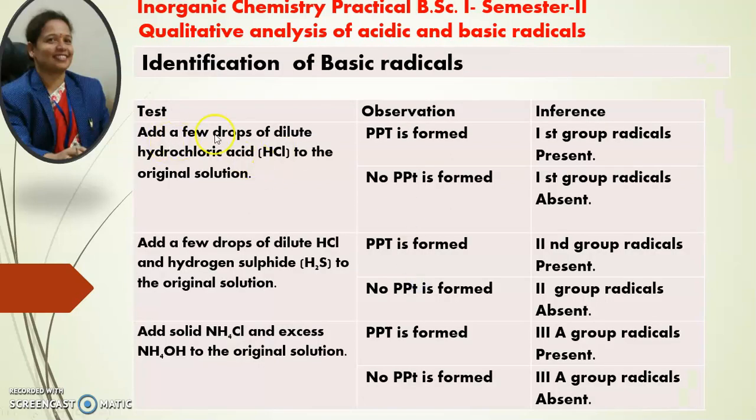Then these are the different steps. Add a few drops of dilute hydrochloric acid. We know that HCl is a group reagent for first group radical, and they are precipitated in the form of chloride. If PPT is formed, first group radical is present. If precipitate is not formed, precipitate means what?